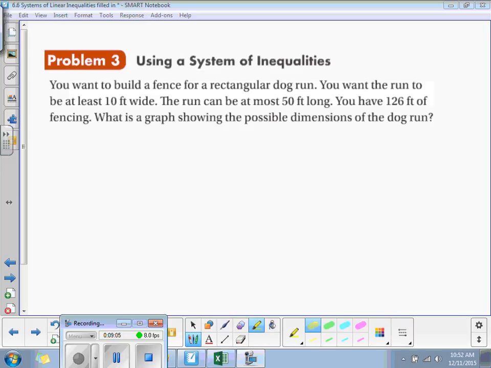So the important information: we want the run to be at least 10 feet wide and at most 50 feet long. You have 126 feet of fencing.